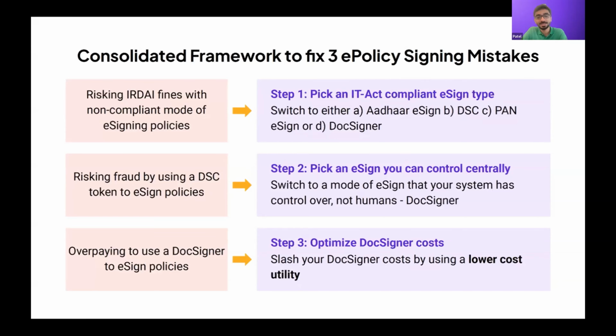So it's essentially 3 mistakes that can be solved in one cascade. One is confine yourself to one of 4 IT Act e-sign types. Among these types, choose a DocSigner so that your on-ground operations are not prone to fraud. And among DocSigner, choose a low-cost one that achieves the compliance goal to ensure that your costs are under control for this very simple but high-volume workflow.